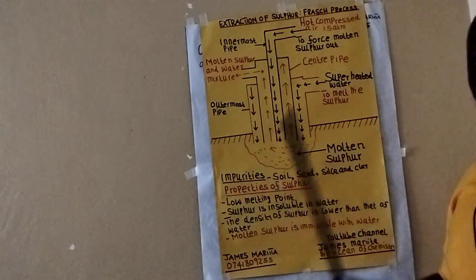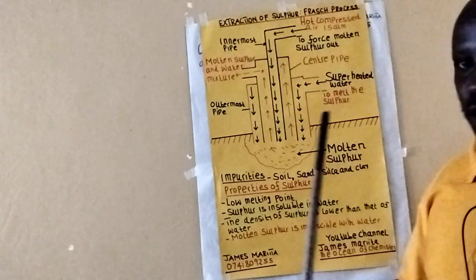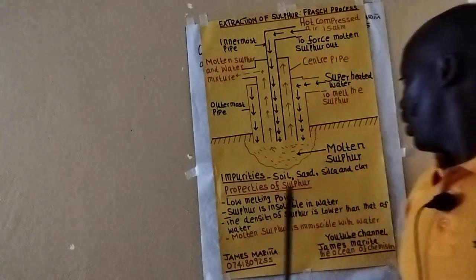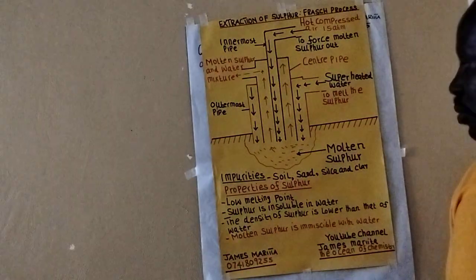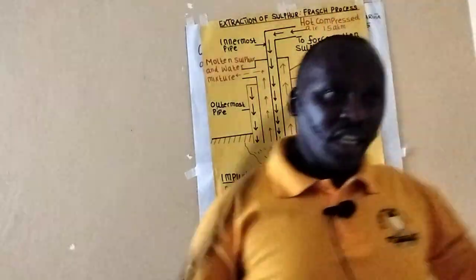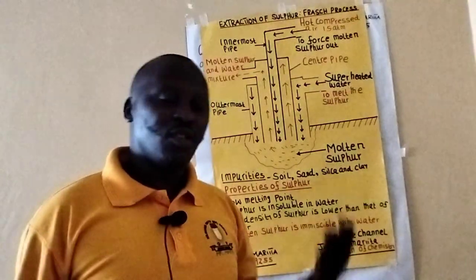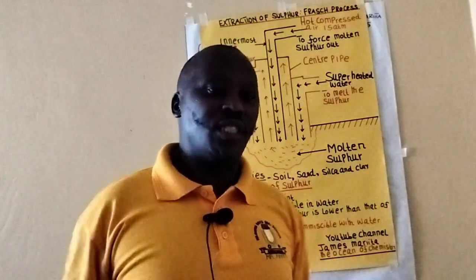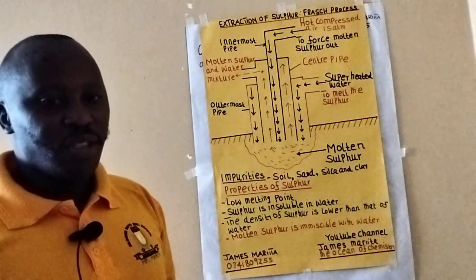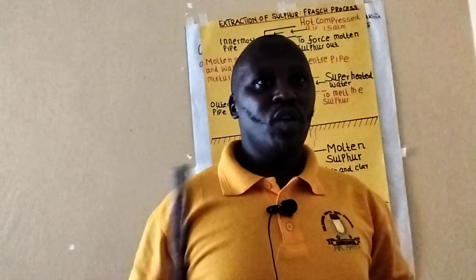Now, what are the impurities found in sulfur? Impurities found in sulfur include soil, sand, silica, and also clay. Then there are the properties of sulfur that make it suitable to be extracted through this Frasch process. Sulfur has a low melting point. Also, sulfur is insoluble in water. It does not mix with water. That is why it is extracted and separated from water.